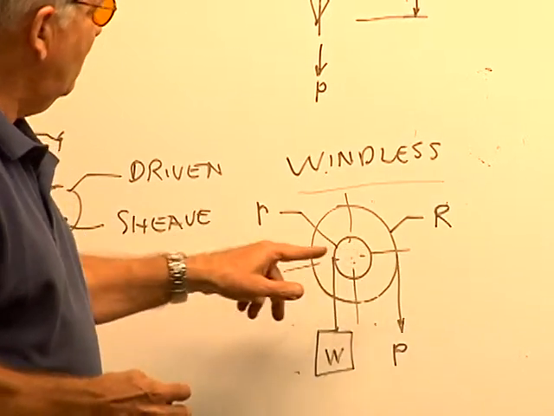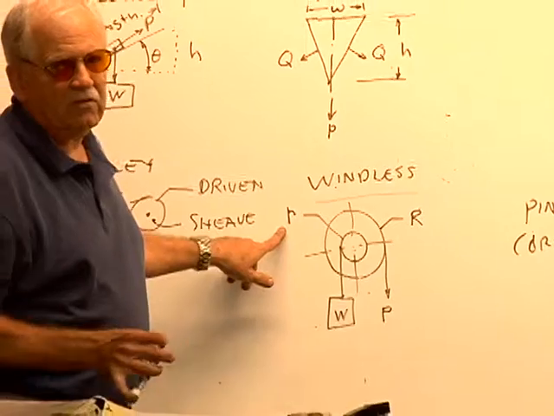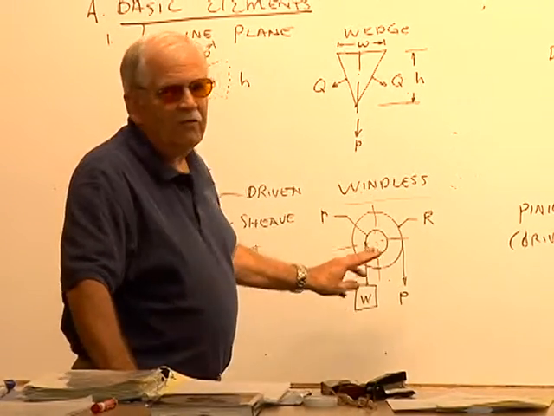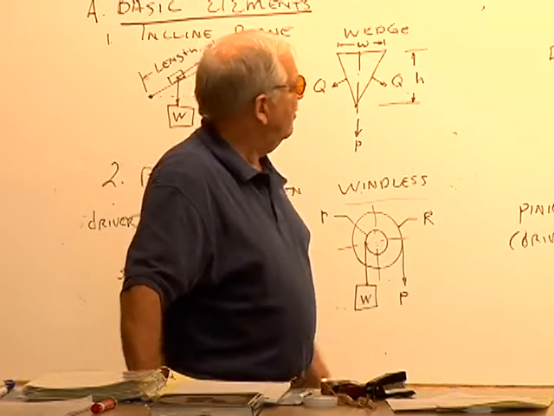These R's represent the radius. The capital R is the larger pulley, and small r is the small pulley. And again, if you know three of these variables, then you can solve the fourth.